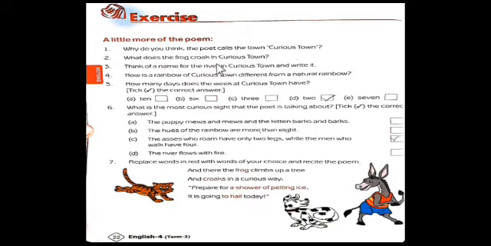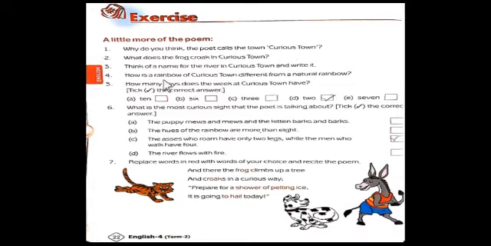And the third one, think of a name for the river in Curious Town and write it. In that town the river flows with fire. Okay, what do you name it? What is the name of that river? Can you think of it? The Dragon River. Do you know the dragon spits out only fire? Correct? So the Dragon River.